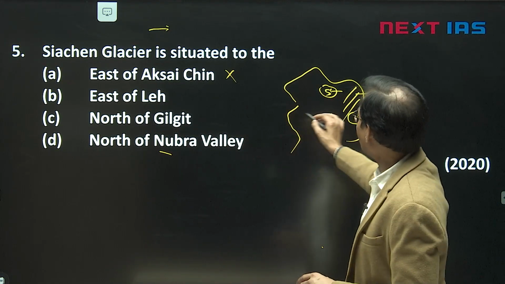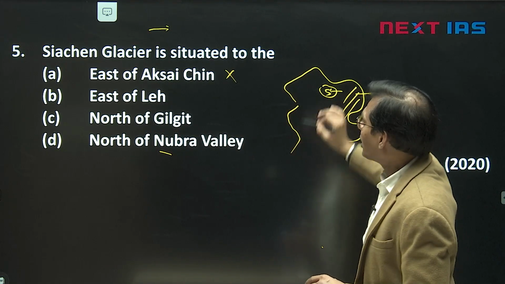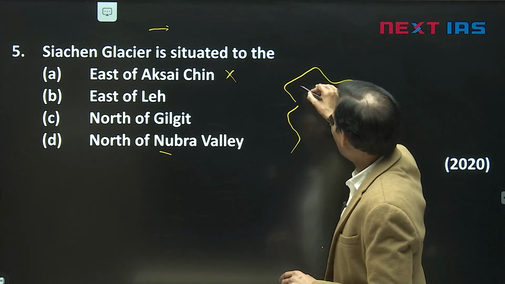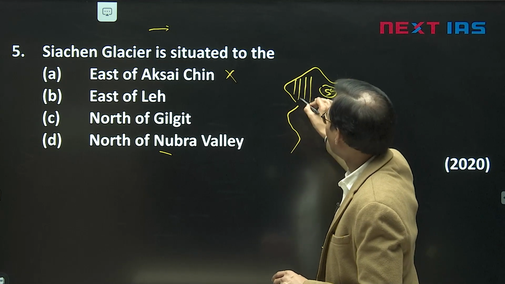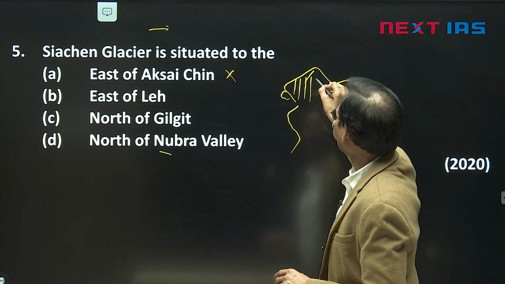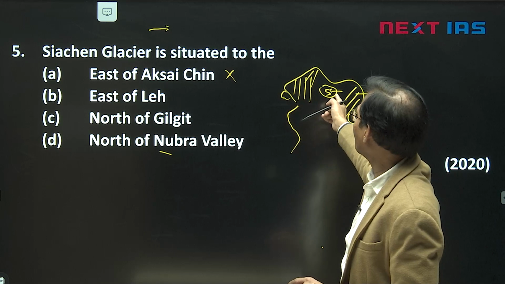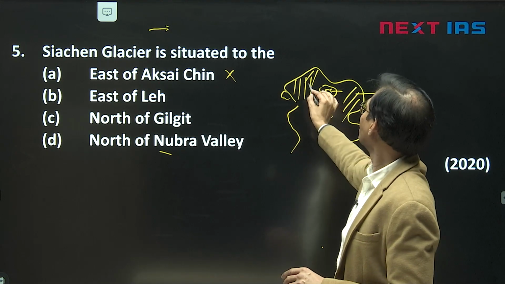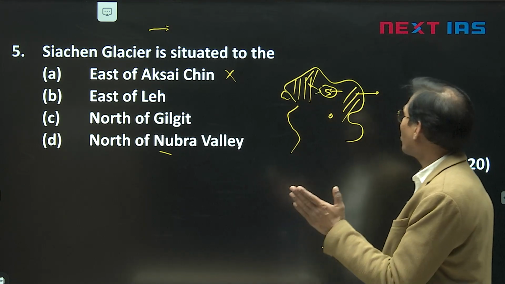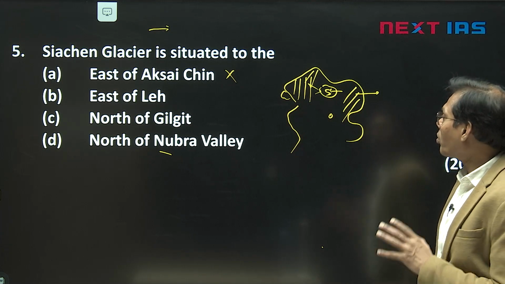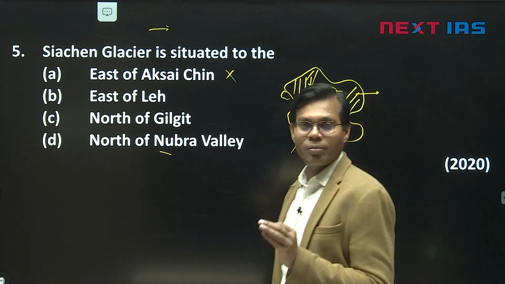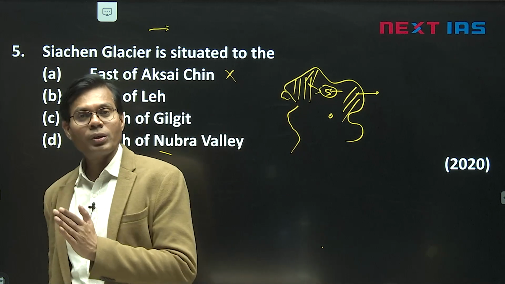So it is not east of Leh, rather north of Leh. And north of Gilgit. Gilgit is under illegal control of Pakistan. Gilgit is on this side, up to here. So it is not north, rather it is westward and northward. Siachen is slightly southward here and also eastward. But Siachen is a glacier, and a glacier will melt also.